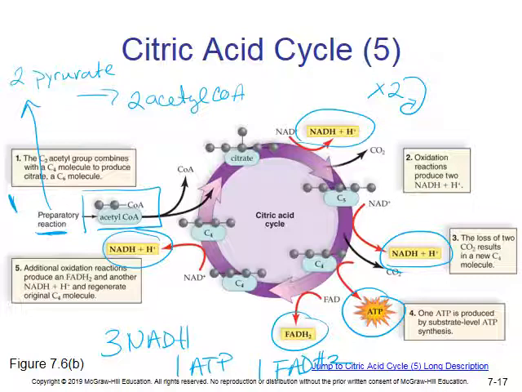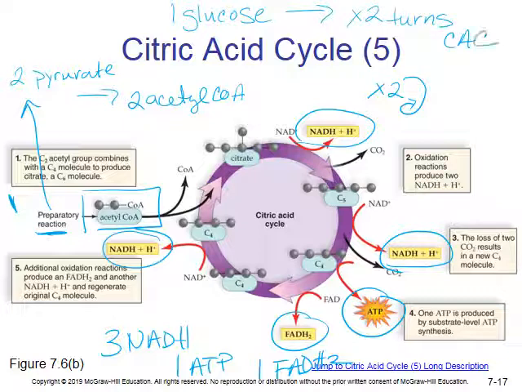So this citric acid cycle has to turn twice in order for the 2 pyruvates from 1 glucose to be processed. So we have 1 glucose molecule. How many times does the citric acid cycle have to turn to process 1 glucose? So times 2 turns of the citric acid cycle. So all of our products we have to multiply by 2.